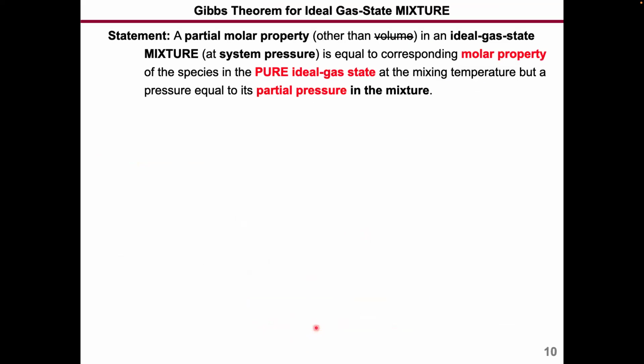Now, for other thermodynamic properties, this is not true, right? This is actually Gibbs theorem for ideal gas state mixtures, right? The statement of this Gibbs theorem is that a partial molar property other than volume in the ideal gas state mixture at system pressure P is equal to the corresponding molar property of the species in the pure ideal gas state at the mixture temperature, but at a pressure equal to its partial pressure in the mixture.